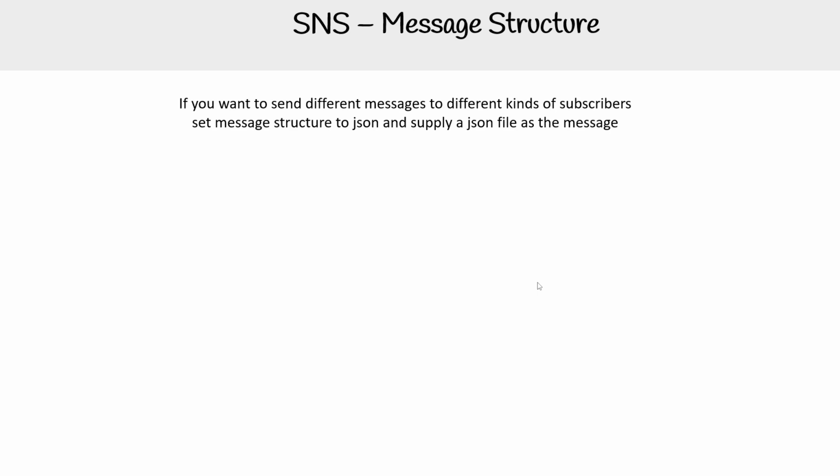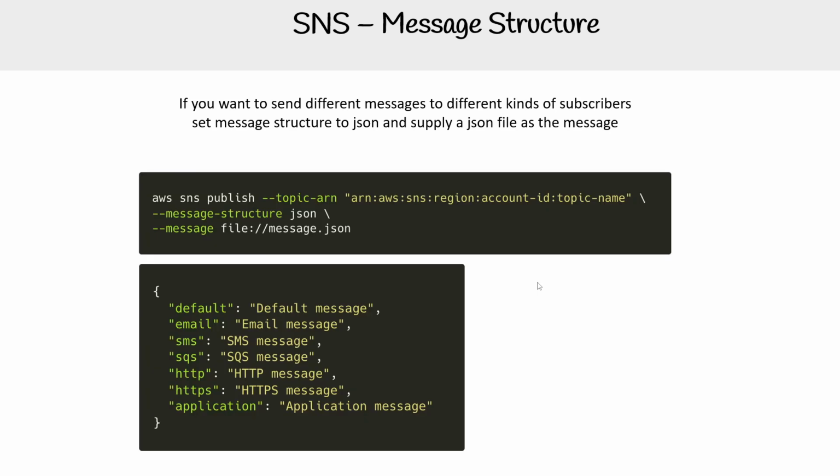If you want to send different messages to different kinds of subscribers, set message structure to JSON and supply a JSON file as the message. So the idea here is that we might have different types of protocols that we're trying to service, but we want it to be different for each one. So this would be the default. This is what email would see. This is what SMS would see. This is what SQS would see. So there's variation there. But there you go.